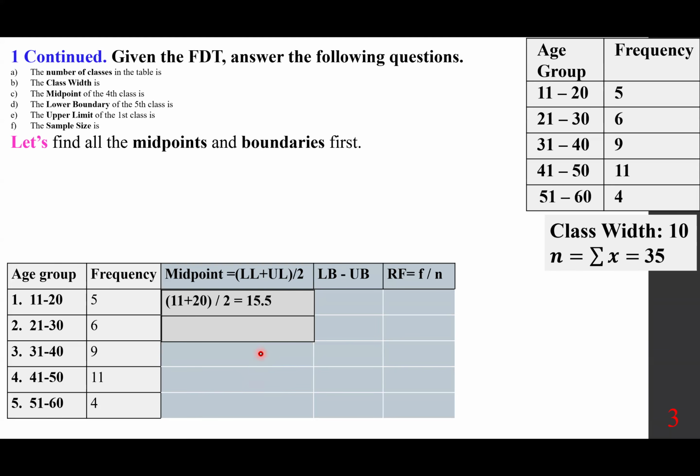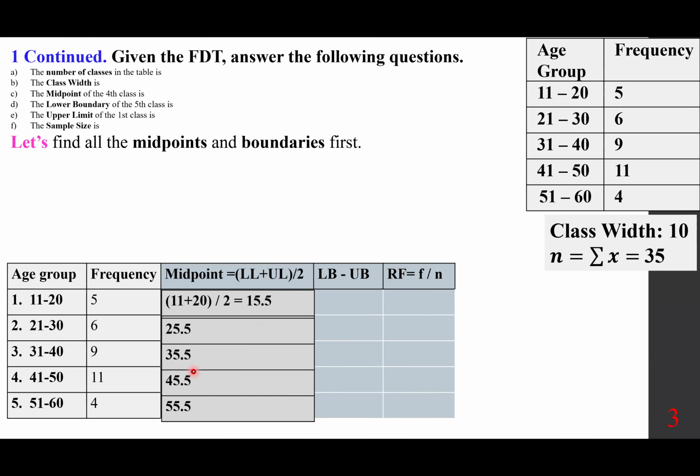So one more time. I can say 21 plus 30, 51, divide by 2, and I get 25.5. Or simply put, because I already have the width, I'm going to add the width. So the next one is 25.5. The next one is 35.5, 45.5, 55.5. Very easy. We can find all the midpoints. Now, what about the boundaries? Again, reminding you, if I want the boundary here, I'm going to put these two together, find their midpoint, and the midpoint of 20 and 21 divided by 2 is 20.5. This will be the upper boundary of the first and lower boundary of the second class.